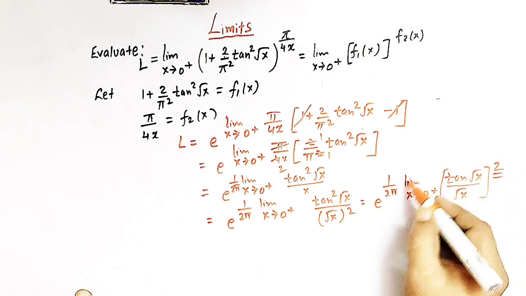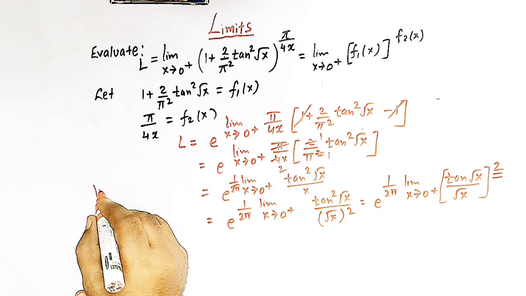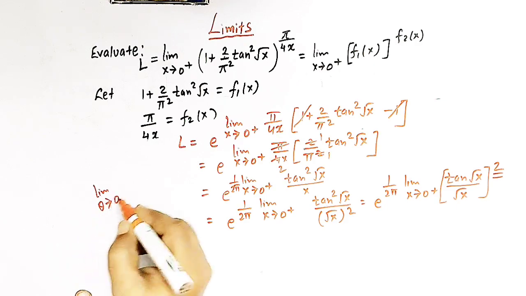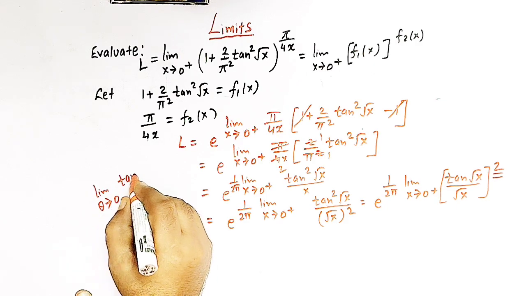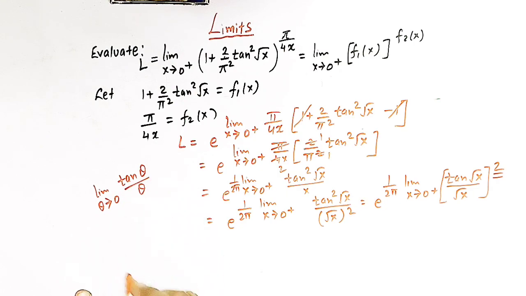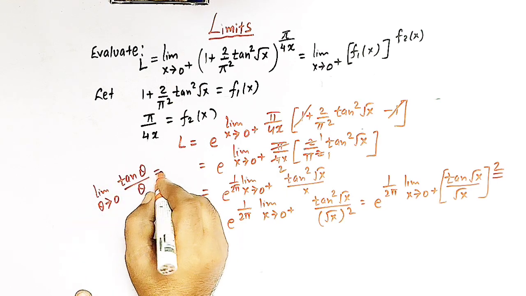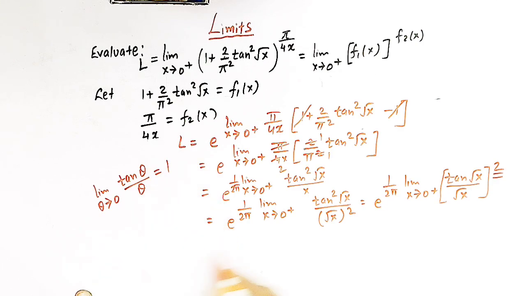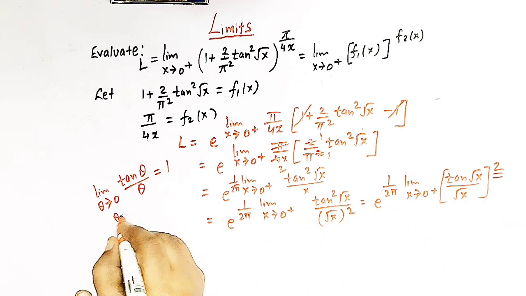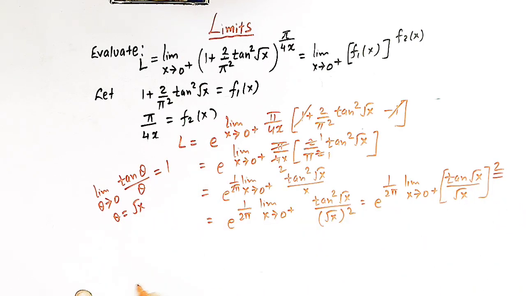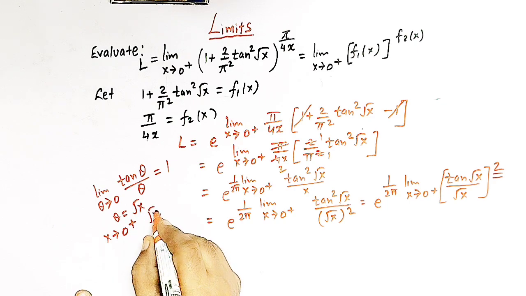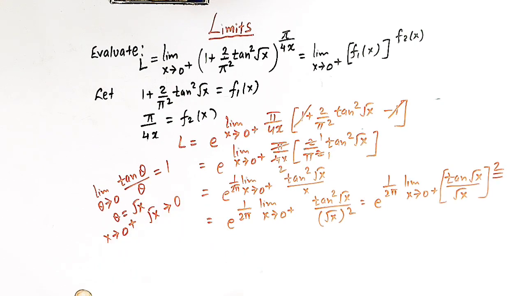Now see, this limit is of the form limit theta tends to 0, and we have tan theta over theta. So this is a standard result in limits, and this limit is equal to 1, right? And here theta is equal to square root of x. So when x tends to 0 from the right of x equal to 0, then square root of x also tends to 0.